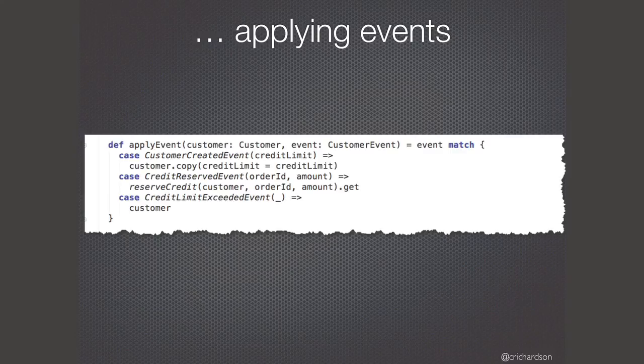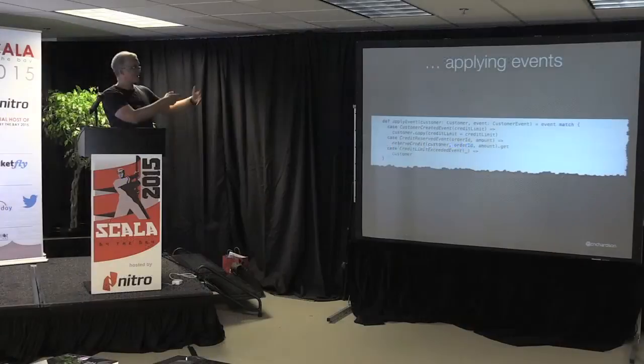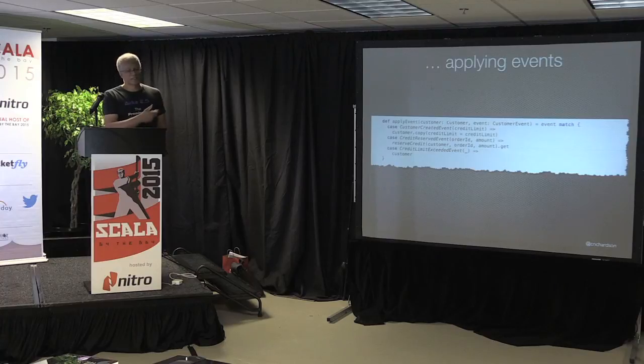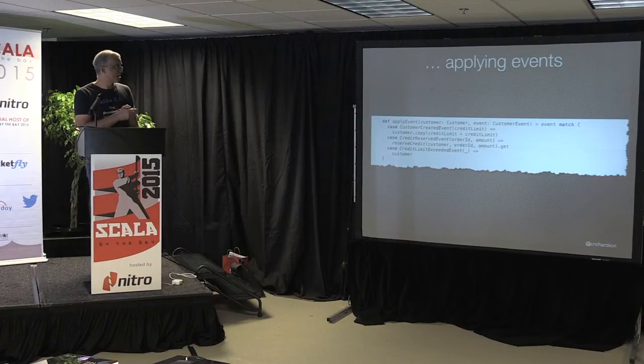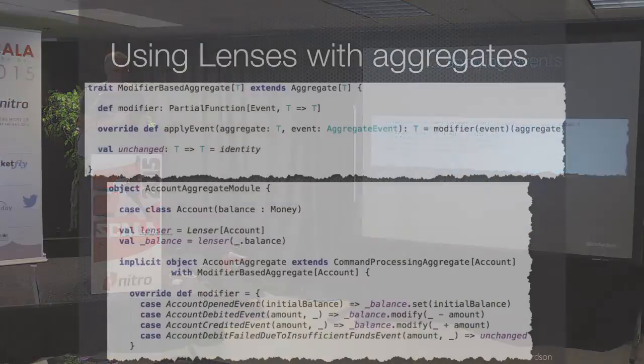And then apply event is pretty simple, right? All the actual business logic to do it already exists. So it's just calling reserve credit, which returns a Try, and then just getting the value out of it, because we know that will succeed by the time we get to this stage.